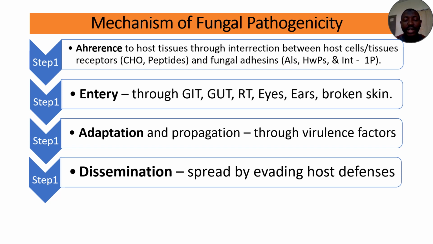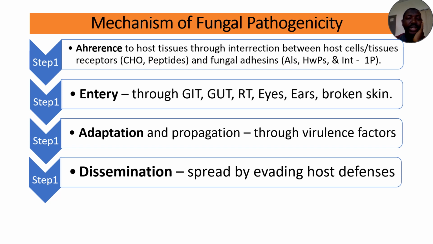Once propagation is achieved, that means the fungi has already adapted to the environment of the body and has multiplied, the next thing is dissemination. It will now spread by trying to evade the host defenses in the body. It will spread across barriers to reach the target site where they can establish a disease. So they will spread using the virulence factors as we mentioned earlier.